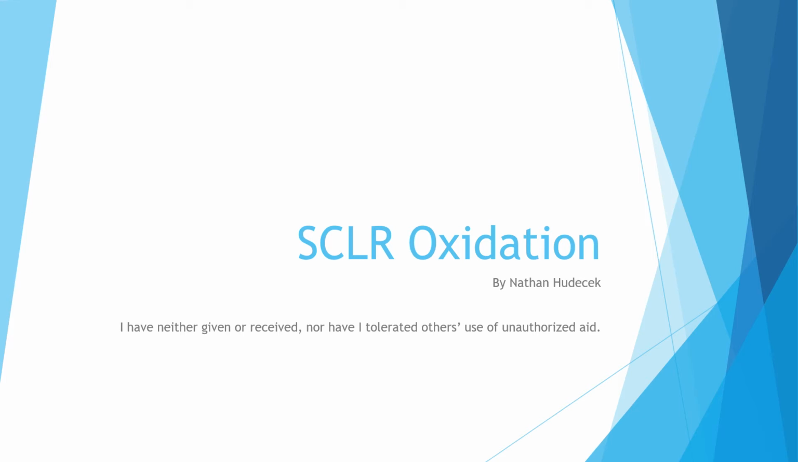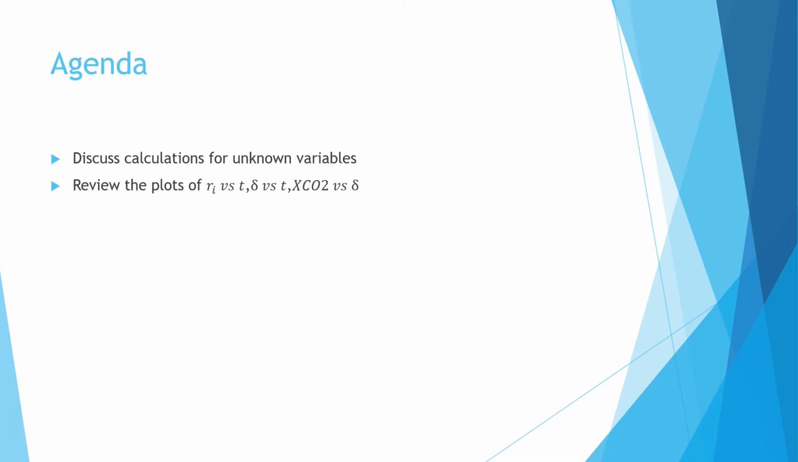Hello, I am Nathan Huchek, and today we are going to discuss the oxidation step for solar chemical looping reforming. This is for ATME 490 Sustainable Energy Applications. First, we will discuss calculations for the unknown variables, and then review some plots that were generated in MATLAB.